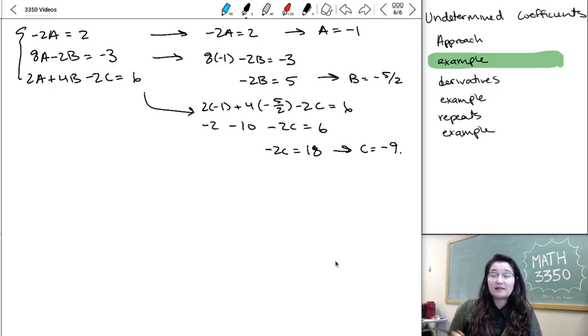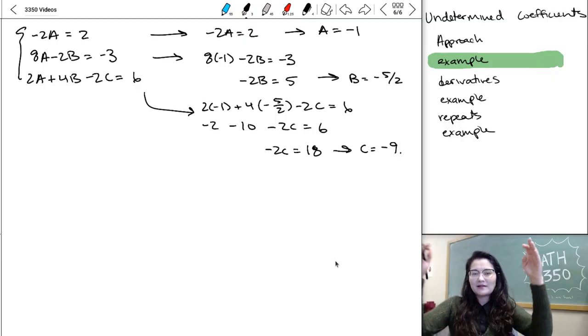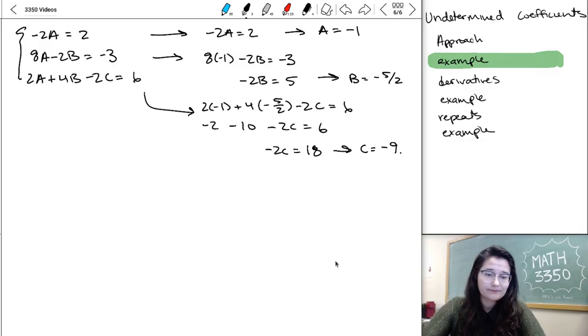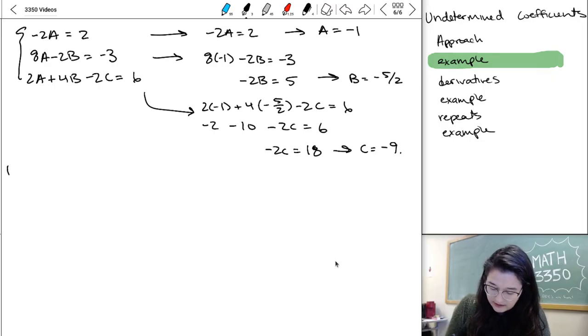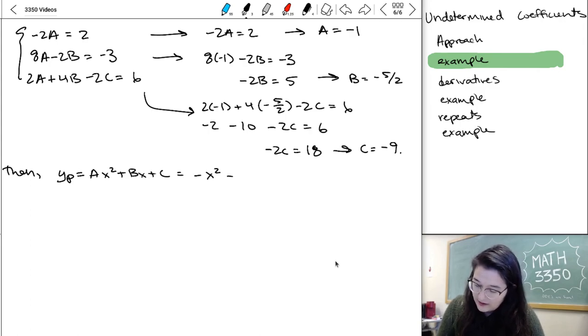So now I know what a, b, and c are, which I needed in order to specify what y sub p is. This was one of those equations where you can start at the top and go down. In this section, sometimes you'll have equations where it's easier to simplify two together and then go back to the third. Just solve this however it's easiest for you every single time. But no matter what, we know what y sub p is. It was supposed to be ax squared plus bx plus c. And now that I know a, b, and c, that means minus x squared minus 5 halves x minus 9.